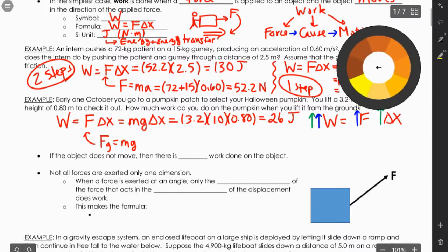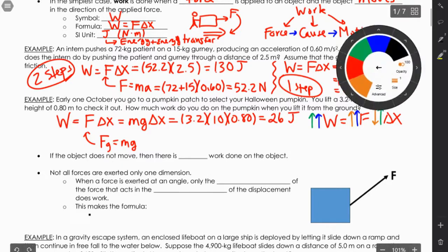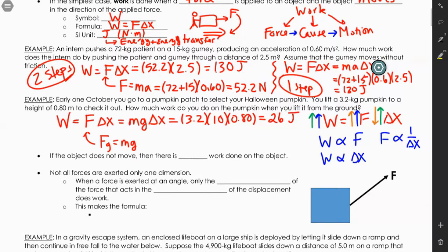But on the other side, if I want to do the same amount of work and I increase the force, I just have to push it a shorter distance, right? So remember, when I do this kind of relationship building, work is proportional to force, work is proportional to displacement, right? So as one goes up, the other goes up, but force is proportional to the inverse of delta x, 1 over delta x, right? And so that means if one goes up, the other will go down, okay?